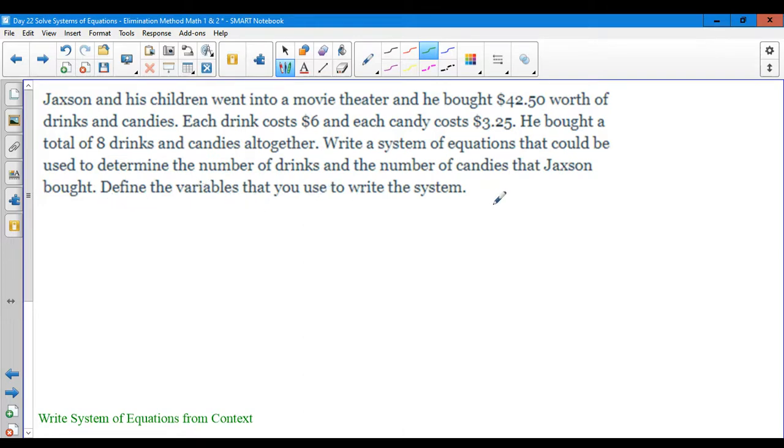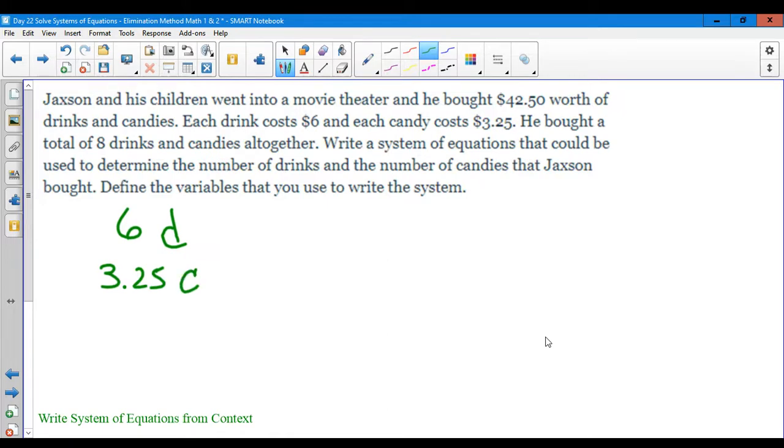Define the variables. That means maybe call the drinks D and the candies C so you can keep track of which is which. And we'll do that right now. So I see that drinks cost $6. I try not to laugh, and candies cost $3.25. So let's do this: $6 drinks and $3.25 boxes of candy.